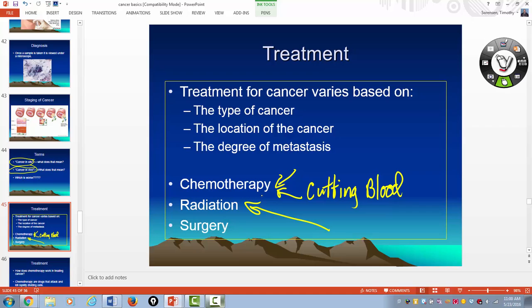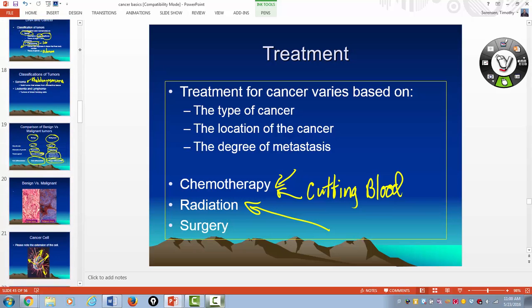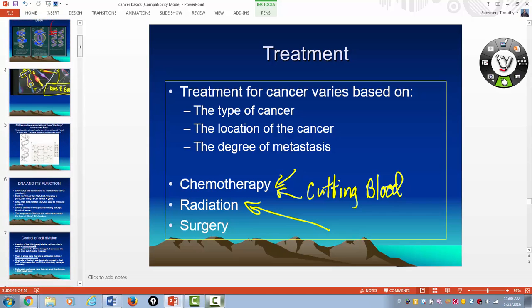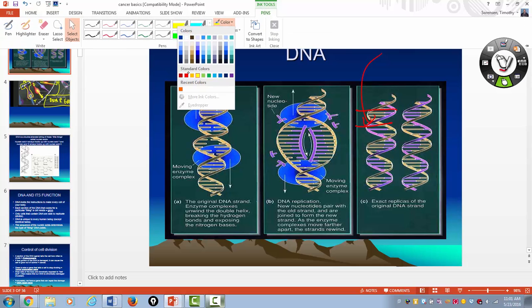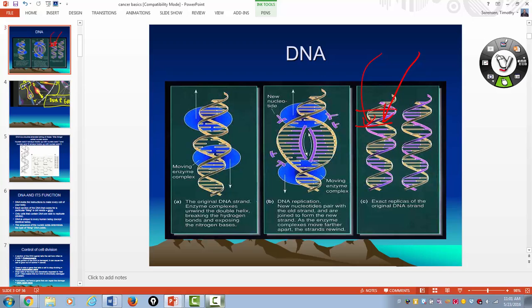Now, radiation, on the other hand, is kind of interesting. Radiation can cause cancer, but it can also be used to treat cancer. One of the things that a cell has to do before it can replicate itself is it has to make an exact copy of its DNA. So what radiation does is radiation destroys the cancer cell's DNA. If the cancer DNA is destroyed, then it can't replicate itself, and therefore it can't divide.